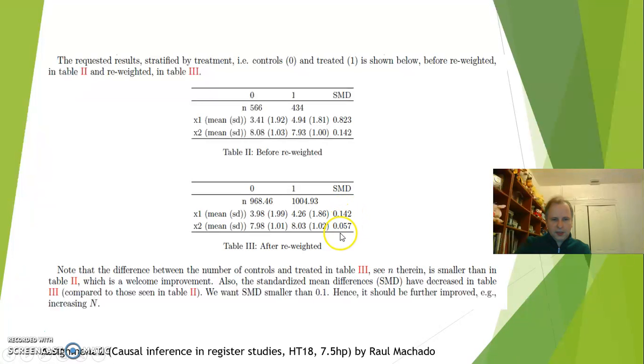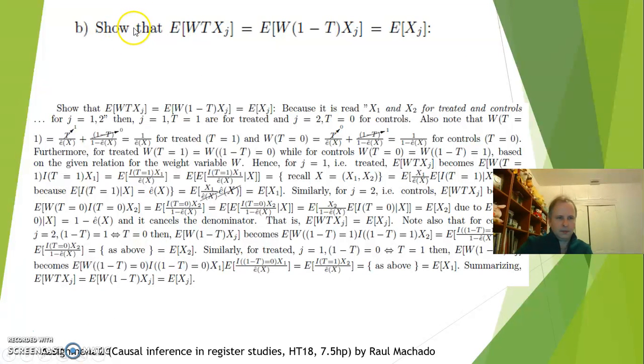Also, this is important. The standardized mean differences here are way larger than 0.1, and here they go from 0.8 to 0.1. Here from 0.1 to less than 0.1, which is what we're looking for. So we always want the standardized mean difference to be smaller than 0.1. So we should improve this, for instance, by increasing the number of individuals. Okay, and then exercise 2 part B is about showing this mathematically.